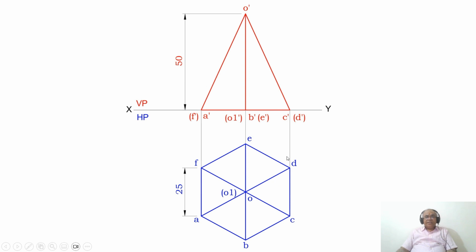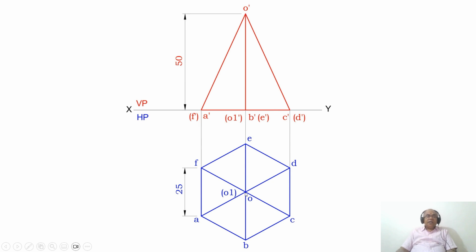And then from CD, project this to the XY line. As you look from the front view, ABC is near to the observer, so you write A dash, B dash, C dash without bracket, and DEF is away from the observer, so you write D dash, E dash, F dash with the bracket. Then O1 dash is also invisible because it is hidden by the edges AB and BC. And O dash is visible because this is the extreme point, the apex point of the pyramid.